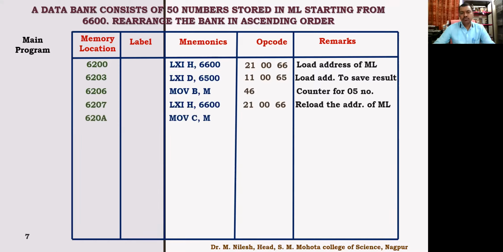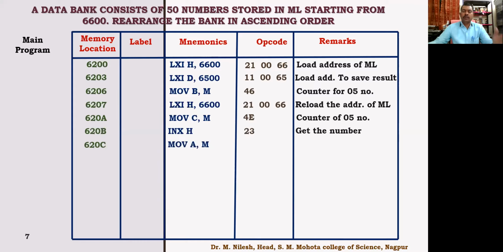Let us begin again. Register C is again used to store the counter, so we are loading the counter again. Then now increment H. This is the first number that we want, so INX H, 23. We have to load it in the accumulator, because the number is to be checked in the accumulator itself. The memory is to be compared with the accumulator, and we are expecting to just check the carry. So this is move the first number to the accumulator.